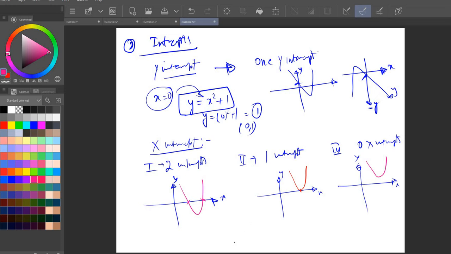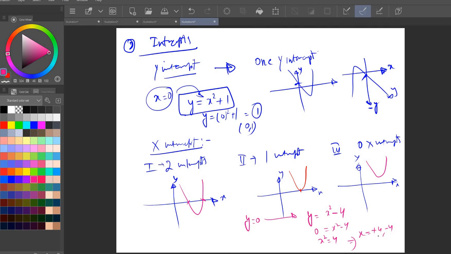In all the cases, how do you find the x-intercept? The way we found the y-intercept by plugging in x equals 0, similarly, if we plug in y equals 0 in the equation, I get the x-intercept. So for example, if I have the equation y equals x squared minus 4, let's plug in y equals 0 and see what we get. 0 equals x squared minus 4. So x squared equals 4, which means x equals plus 4, minus 4, right?